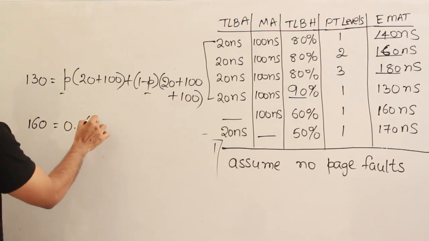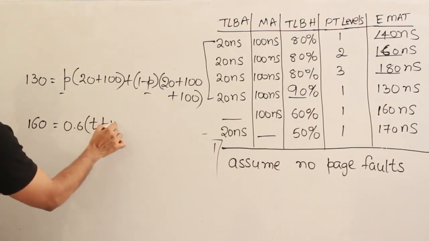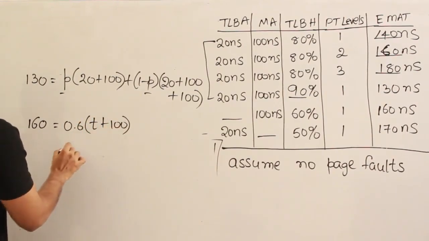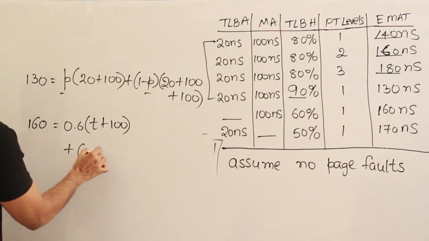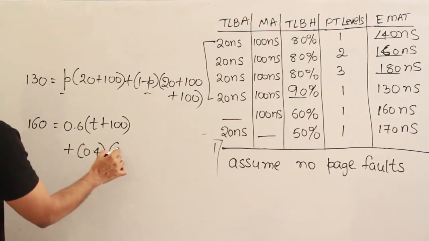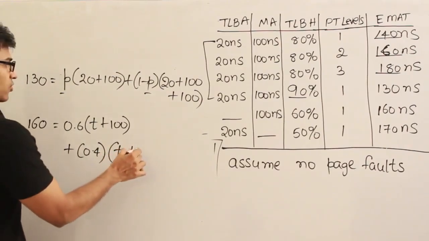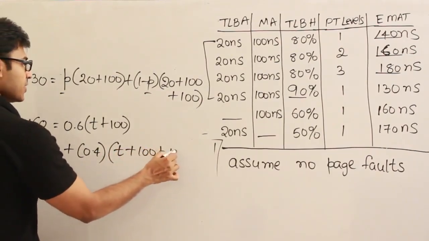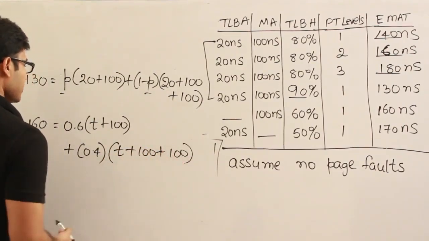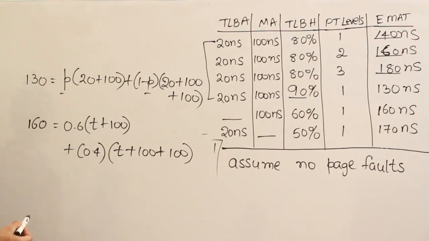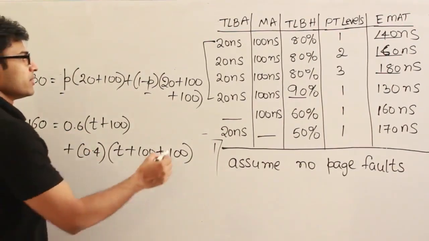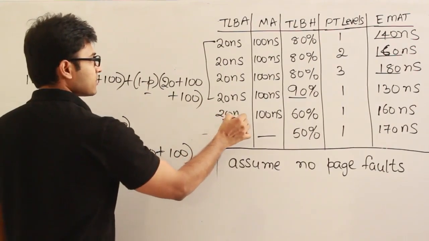And then we don't know what is the TLB access time, but we know what is the memory access time. Similarly, plus 0.4 into, which is the miss rate. If it is a miss, we have to find out that it is a miss in the TLB, and then we have to go into the main memory and get the page table entry, and then get into the main memory, right? Then what is this going to be? So now if you solve it for T, the value of T is going to be 20 nanoseconds, right?